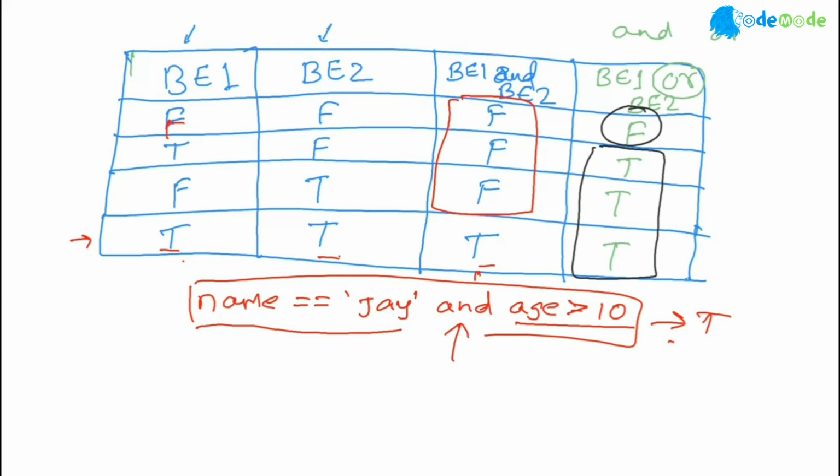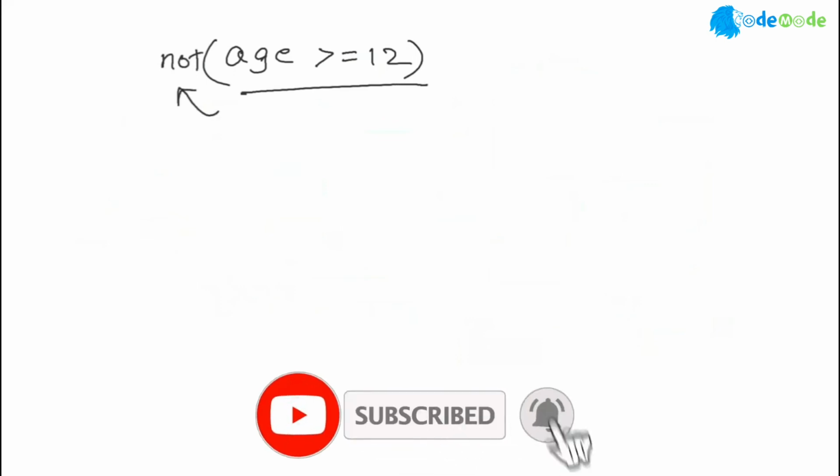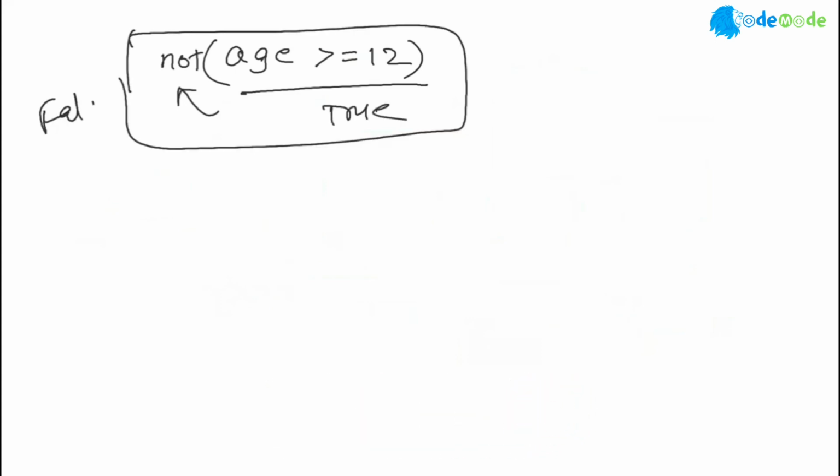Okay. Third one is the not operator. Not is a relatively simple operator. Not is you are just negating the value. Suppose rather than saying age is greater than equal to 12, I'm saying not of this. What does it mean? Whatever it returned, I am going to negate it. So suppose age is 20 right now. So this whole evaluation will be true. But then with not, this whole evaluation will become false because whatever is coming out of this expression, I'm negating it. If it is true, I'm saying not true. Exactly opposite, which is false.